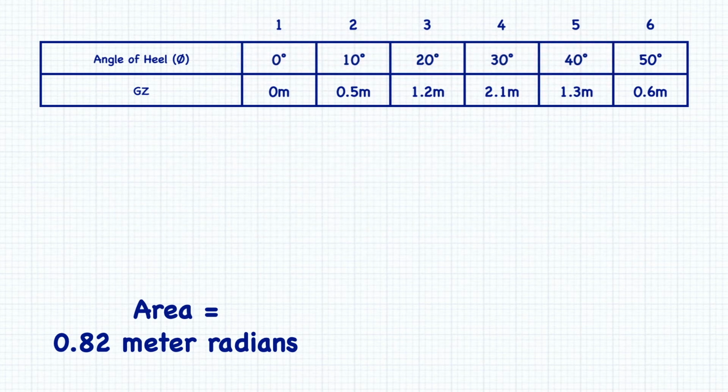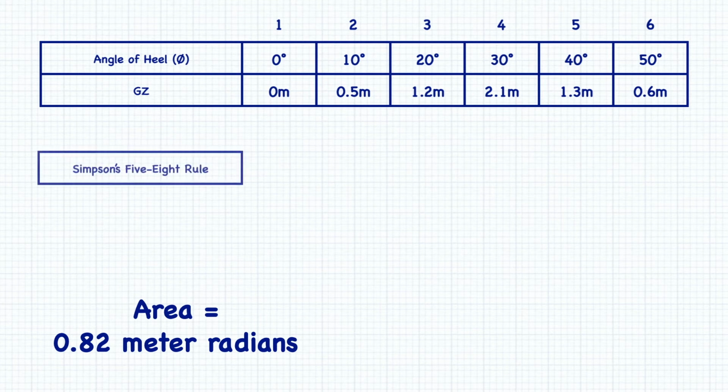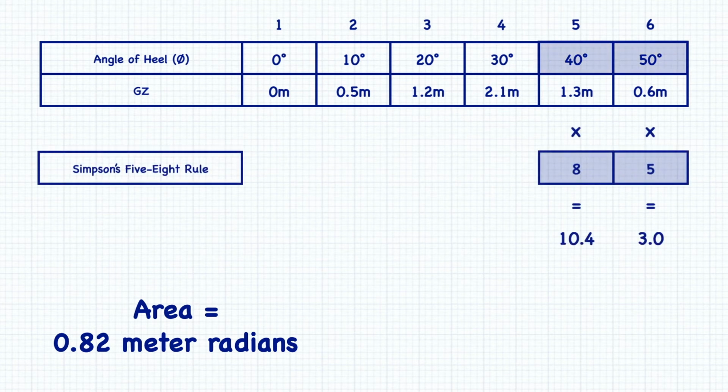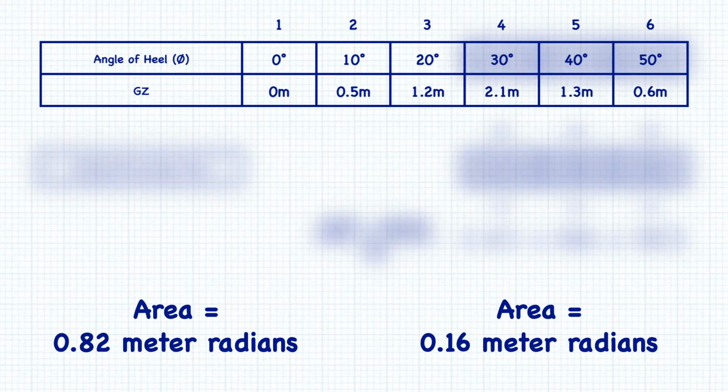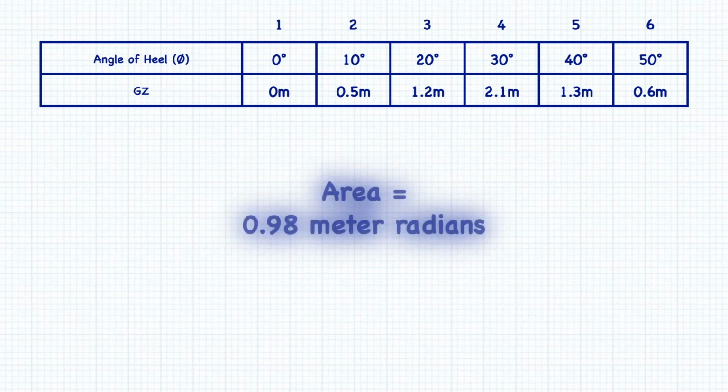Then, use Simpson's third rule to calculate the area between the last 2 ordinates using a third adjacent ordinate, which works out to be approximately 0.16 meter radians. The last thing to do is to add the 2 areas together to get the total area under the curve.